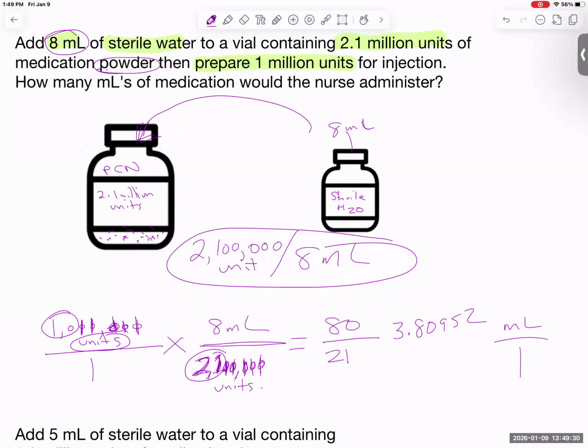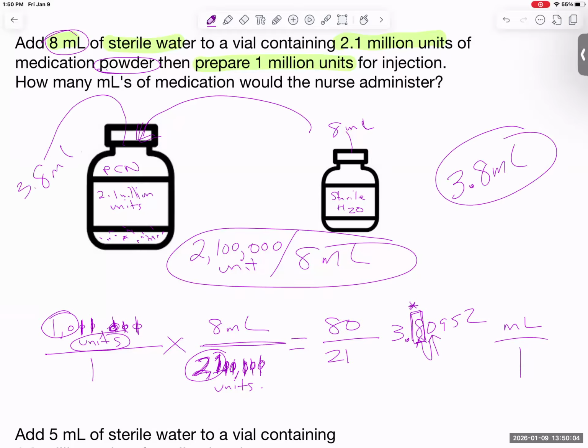Any number between 1 and 10, 3 is between that, we round to, hold on one second, I don't want to confuse you. We round to the 10th position, one number after the decimal. So if I'm rounding to this position, I look to the right. If that number is 5 and up, I round this up, but it's not. So the answer is 3.8 milliliters. What does that mean? When I draw out the medicine, 3.8 milliliters, that means the patient will receive 1 million units of penicillin. Beautiful.